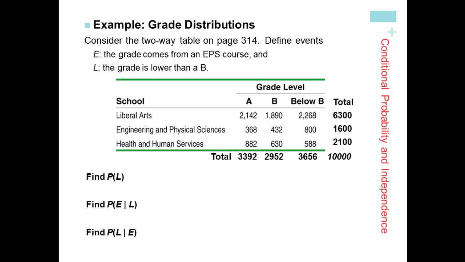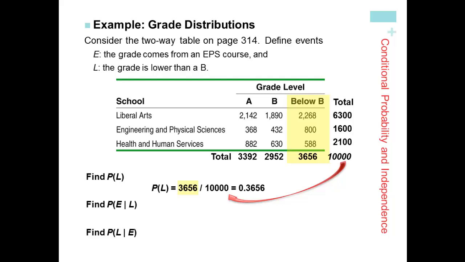The first thing I want to find is the probability of L, which would be the probability that a grade is lower than a B. Well, what I would look for is the total number of grades that are below a B and divide it by the total number of grades. In this case, it would be 3656 divided by 10,000, or 0.3656.